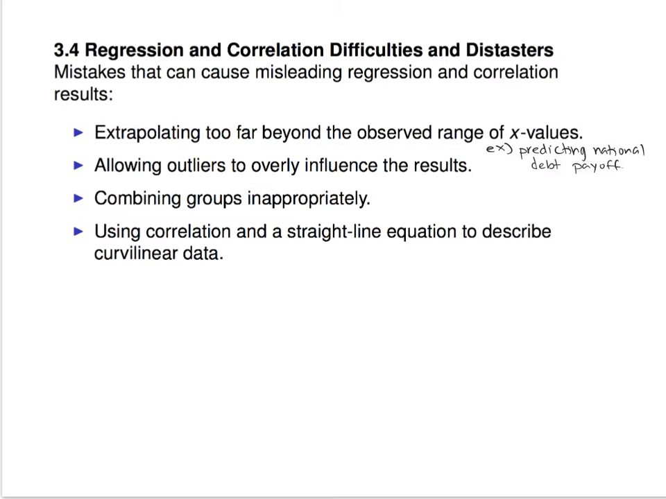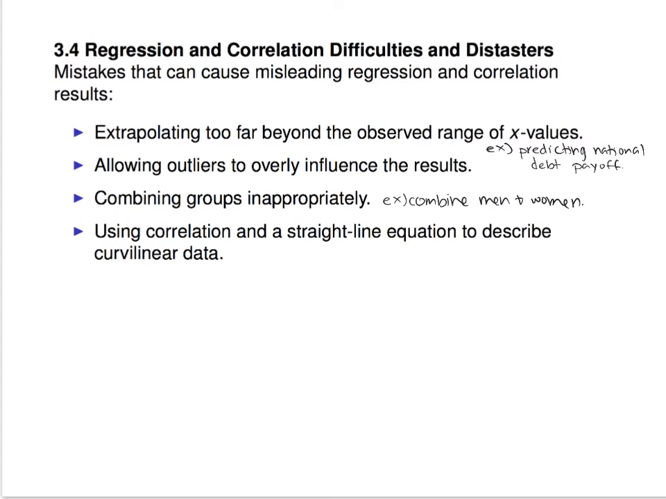Another example could be allowing outliers to overly influence the results. So maybe there's a reason to justify removing some outlier, maybe not. Another example could be combining groups inappropriately. A good example there happens when you combine men and women. We'll see an example in this lesson where when men and women are combined into one group, there appears to be a relationship, but when you separate them out into two groups, there just isn't one at all.